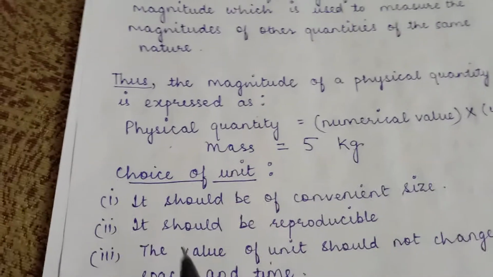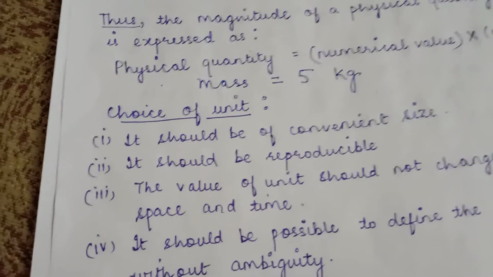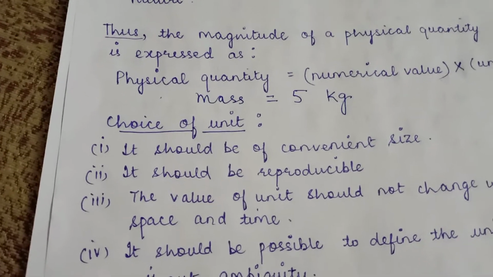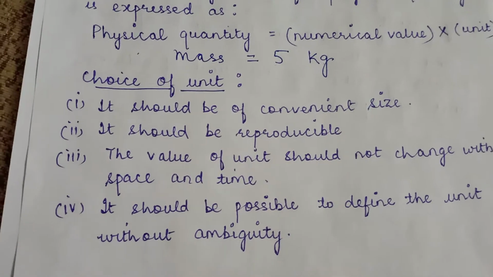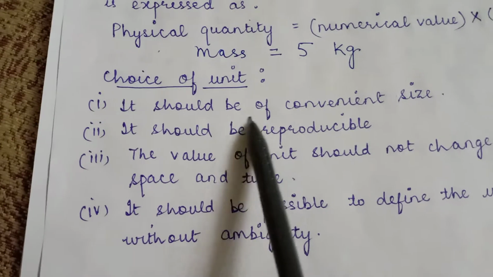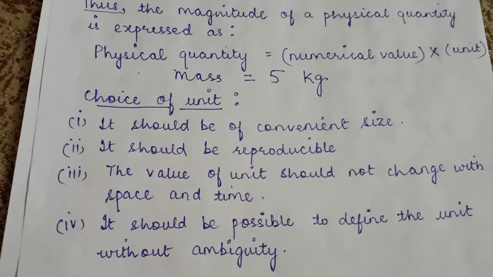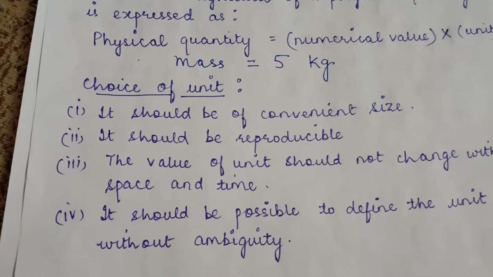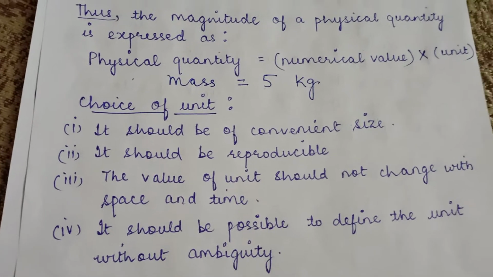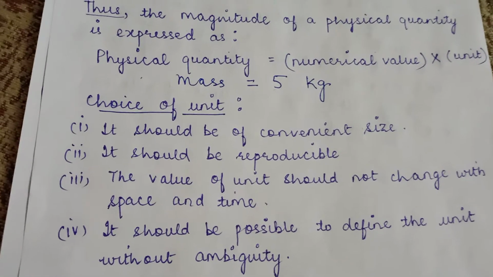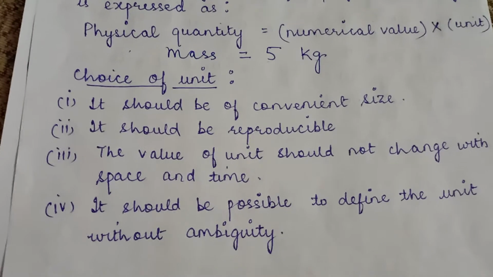Now, the next topic is choice of unit. What properties the unit should have on the basis of which we select the unit? The first requirement is that it should be of convenient size. Means the size of the unit should not be too large, it should not be too small, it should be of convenient size. The second thing which is required is it should be reproducible. That is, it can be used repetitively to retain the consistency of unit.